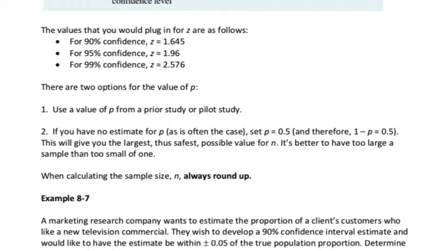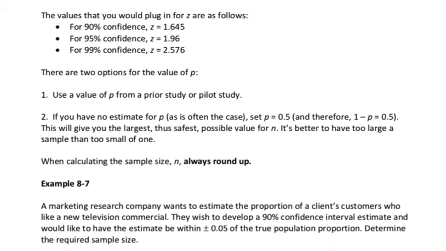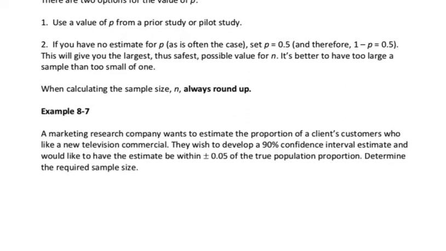equal to 0.5. This would make 1 minus p also equal to 0.5, and this will give you the largest and therefore the safest possible value for n. It's better to have too large of a sample than too small of one. And as we talked about when calculating sample size for means, we always want to round up to the next highest whole number. Even if it's like a decimal like 0.1, we would round up to the next highest whole number.